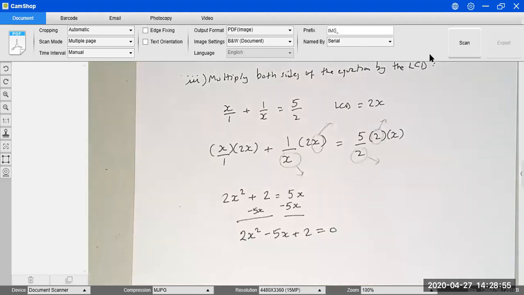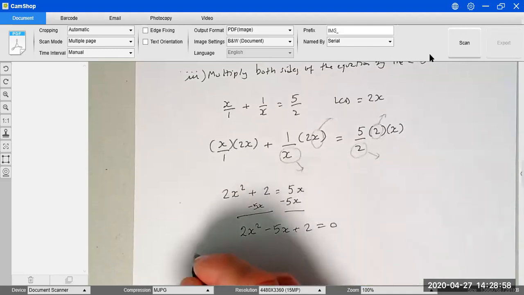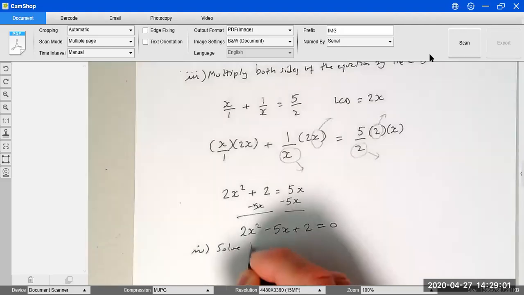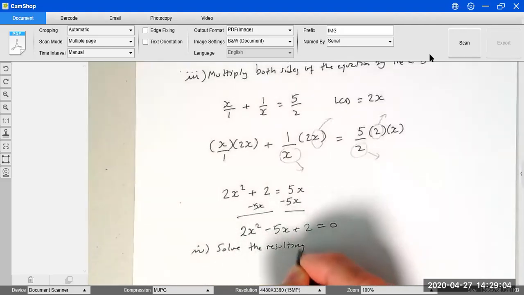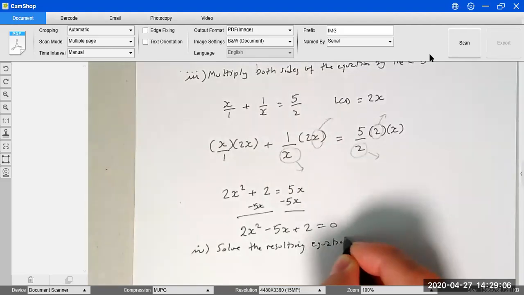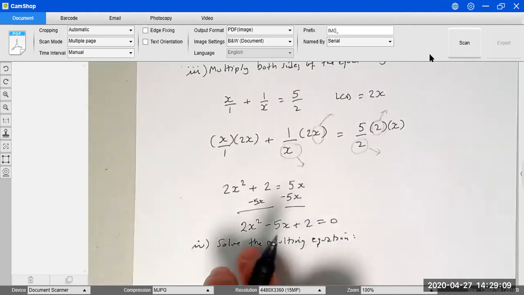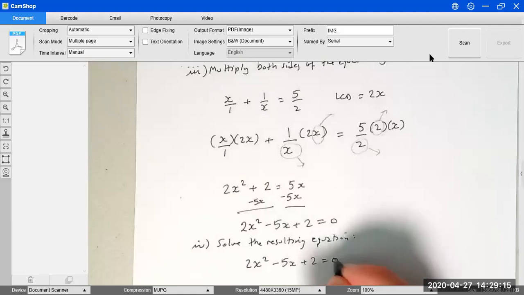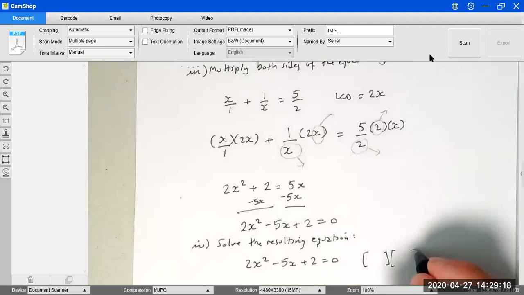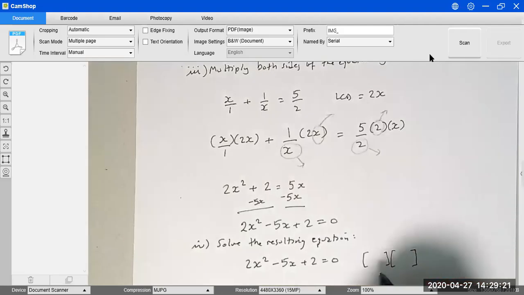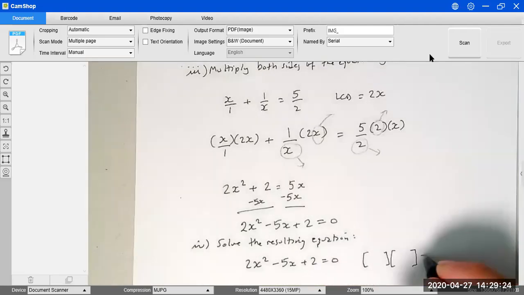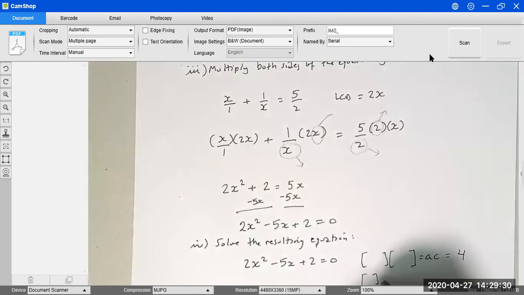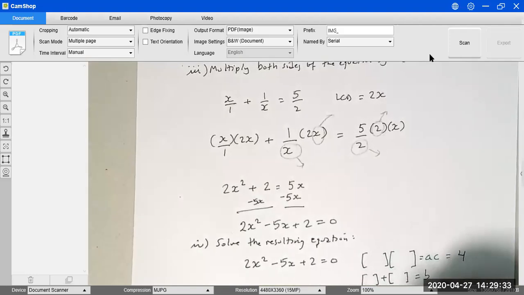And then we're going to need to solve this equation. So we're going to solve the resulting equation. So the resulting equation is just this one, this quadratic equation, 2x squared minus 5x plus 2 equal to 0. So we're going to start looking for numbers. If you get two numbers, when you multiply them, you get a times c, which is just 4. And if you add those two numbers, you should get b, which is negative 5.